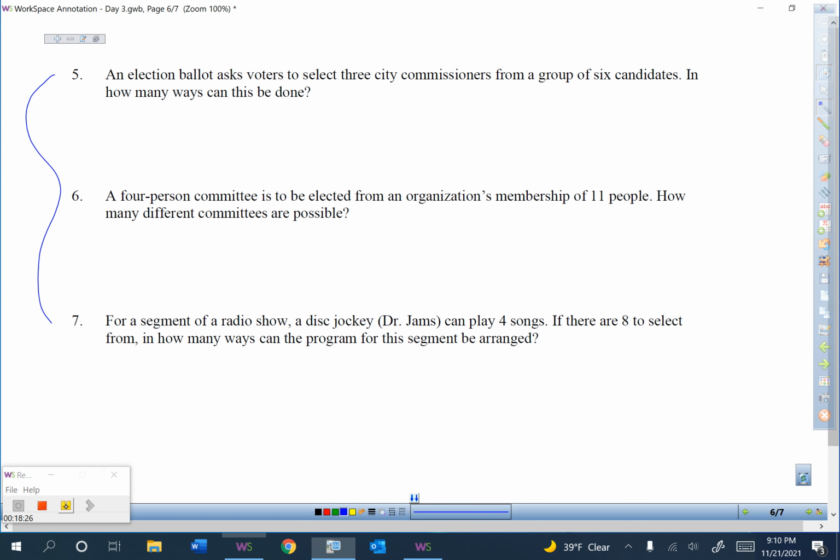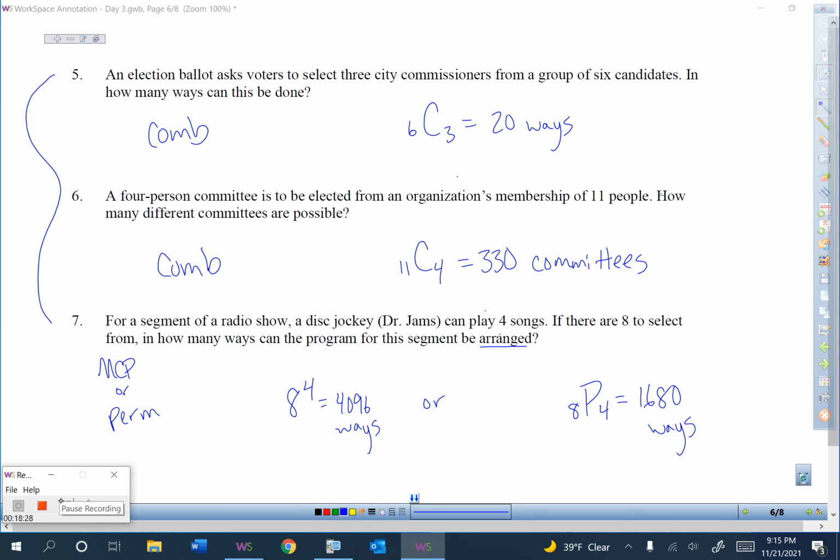Okay, one dealing with our multiplication counting principle, where we've got those strings with replacement, excuse me. So 8 to the 4th would have worked. Or because of this word arranged, if we're thinking combination or permutation, the only option I want here is a permutation because that word arrange specifically means order. Okay, so those are your options there.